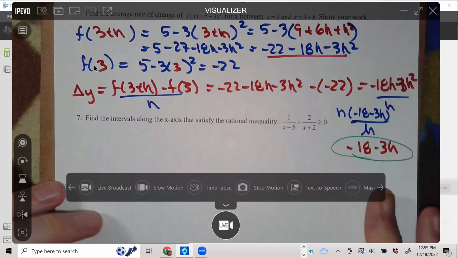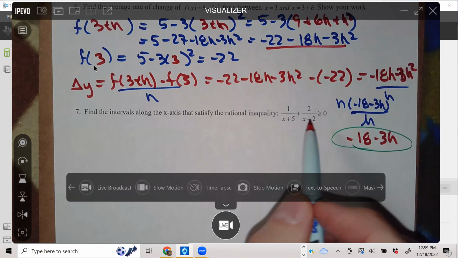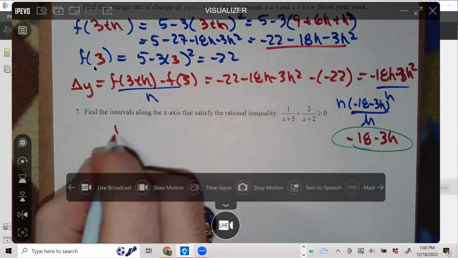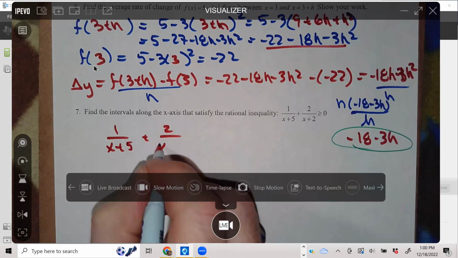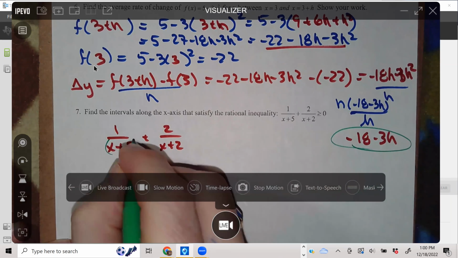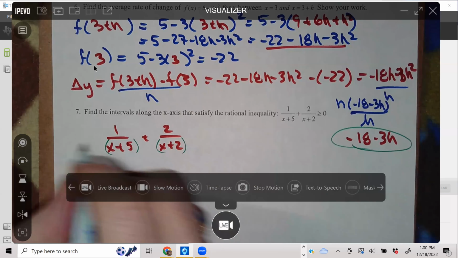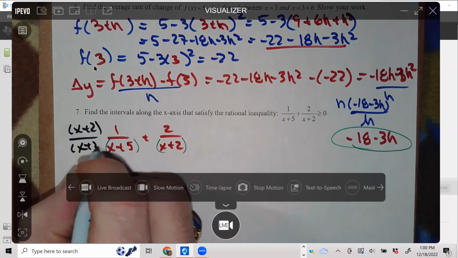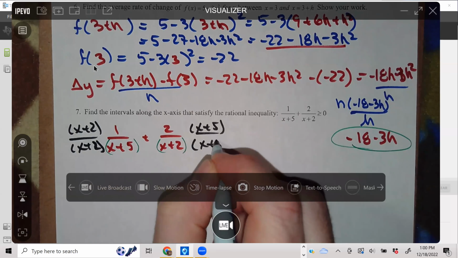Moving on to problem number 7, another inequality, this time a rational inequality. Before we do anything, we've got to write this with one expression. So that means getting common denominators. So let me rewrite this a little bit. The common denominator is going to be x plus 5 times x plus 2. So from this expression, I'm missing the x plus 2 term. I'll multiply by x plus 2 over x plus 2. From this expression over here, I'm missing the x plus 5. So I'll do both of those.